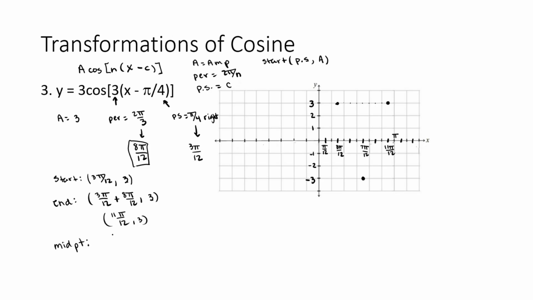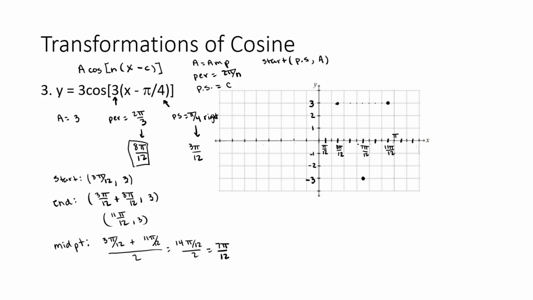Now, in order to calculate that, I'm going to take the start plus the end, okay, and I'm going to divide by 2. So that'll give me 14 pi twelfths divided by 2, which is at 7 pi twelfths. Now notice all these calculations with fractions don't change because there's a pi there. In fact, you can just ignore the pi in order to do the calculation and then put a pi next to the result that you get.